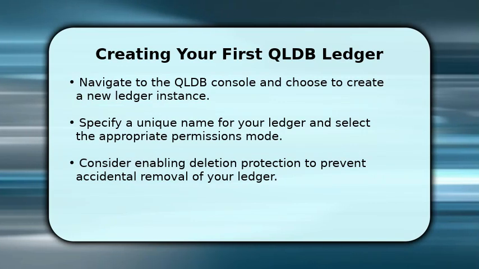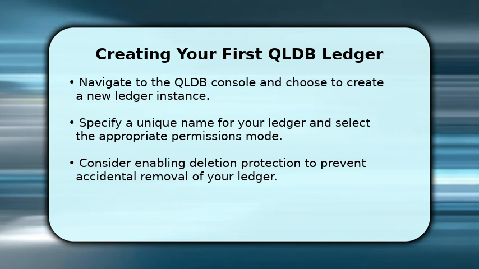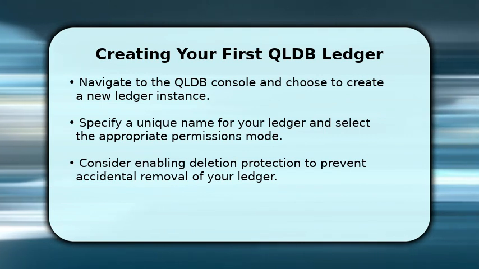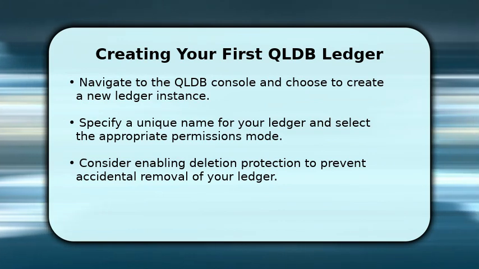To create your first ledger, access the AWS Management Console and search for QLDB. Click Create Ledger and provide a unique name. You'll choose between Standard and Permissions mode. For production, always enable deletion protection to safeguard your data. This step establishes the immutable foundation for your application's data history.